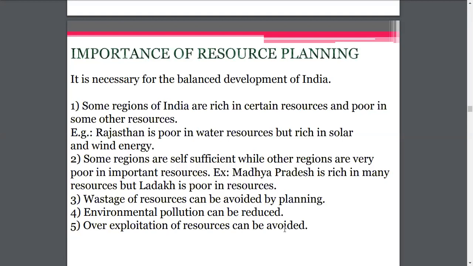Right. Second one is some regions are self-sufficient while other regions are very poor in important resources. For example, Madhya Pradesh is very rich in many resources, but Ladakh is poor in resources. So some regions do not have the proper resource balance. Then comes wastage of resources, which can be avoided by planning. As I told you earlier, when we plan and keep something, then there is no way of wasting it. Next is environmental pollution can be reduced. When we are planning the resources properly, using them properly, then our environmental pollution can, of course, be reduced. Next is over exploitation of resources can be avoided if we are doing proper planning.